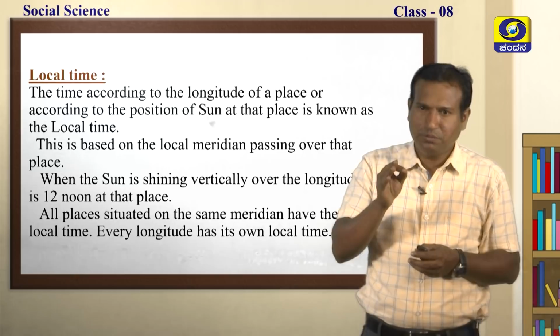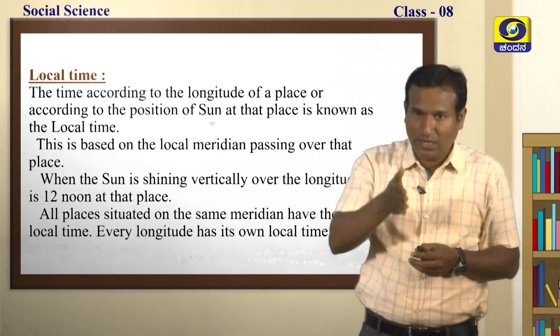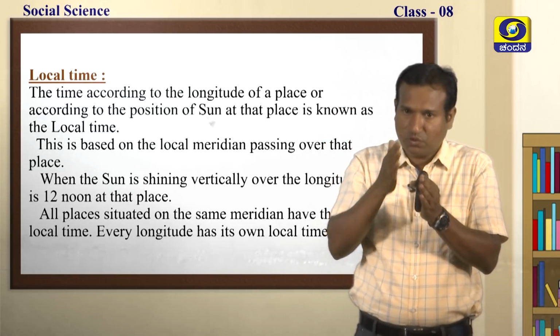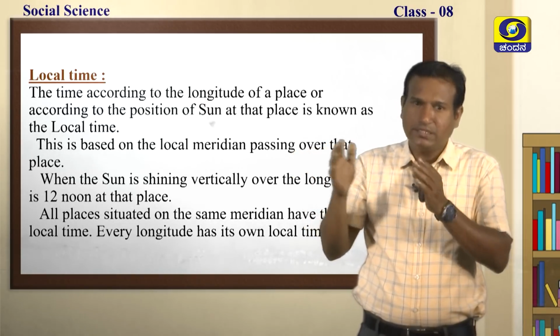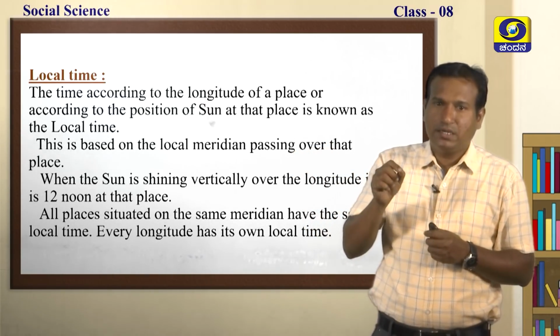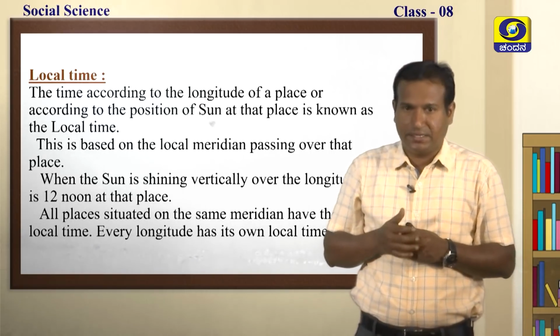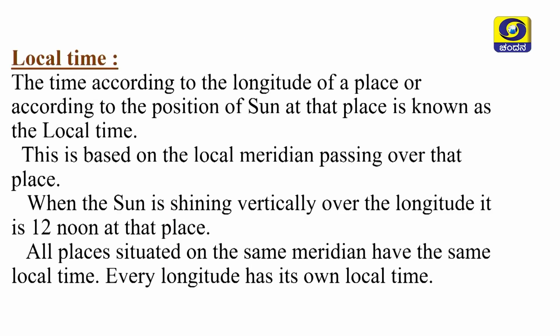Local time means, as I told you, we can see where the sun rays fall vertically. The time it takes from one longitude to another longitude is called local time. This is based on the local meridian line. Where the sun rays fall vertically on a particular place, that will be called noon. From that longitude to another longitude, if you travel, that distance takes about 4 minutes. All the places situated on the same meridian have the same local time. Every longitude has its own local time.